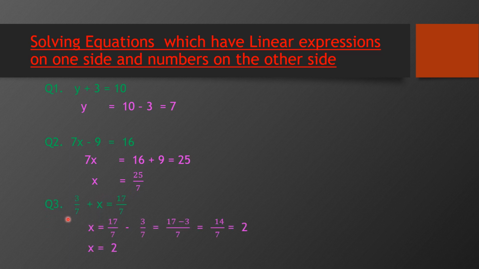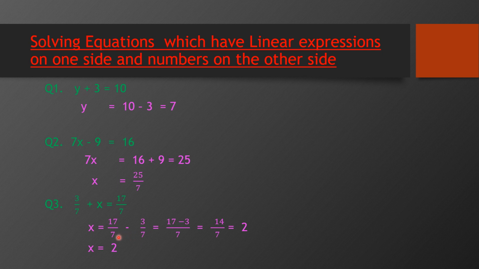Question number 3. 3/7 + x = 17/7. Here we have to take 3/7 to the other side. Here 3/7 is added, so taking it to the other side, we have to subtract. So 17/7 minus 3/7.